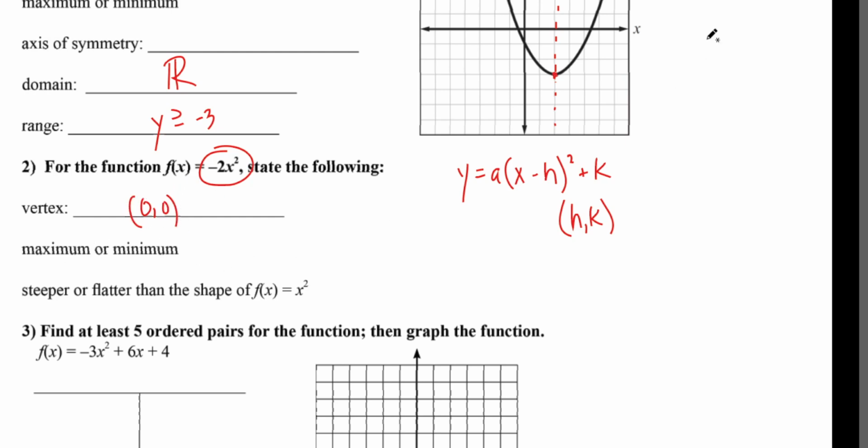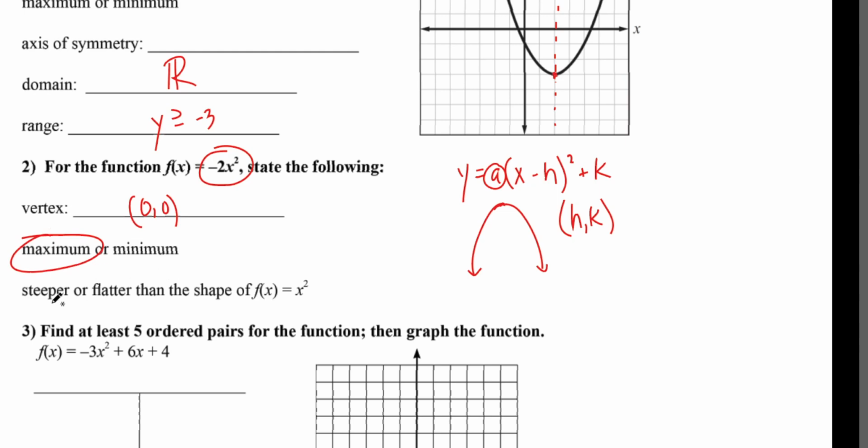How do I know if it's a maximum or minimum if I can't see the graph? You look at this thing right here, all right? It's a negative, which means it's going to go down like this, right? So where is that vertex point right there? It's a maximum. That's the highest it can go. Everything else is below it, so it's a max.